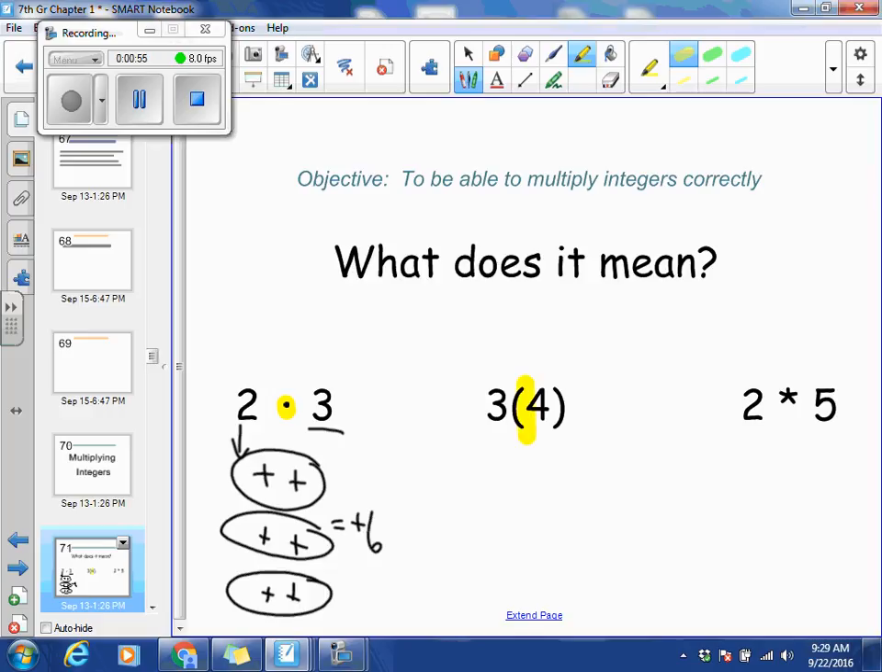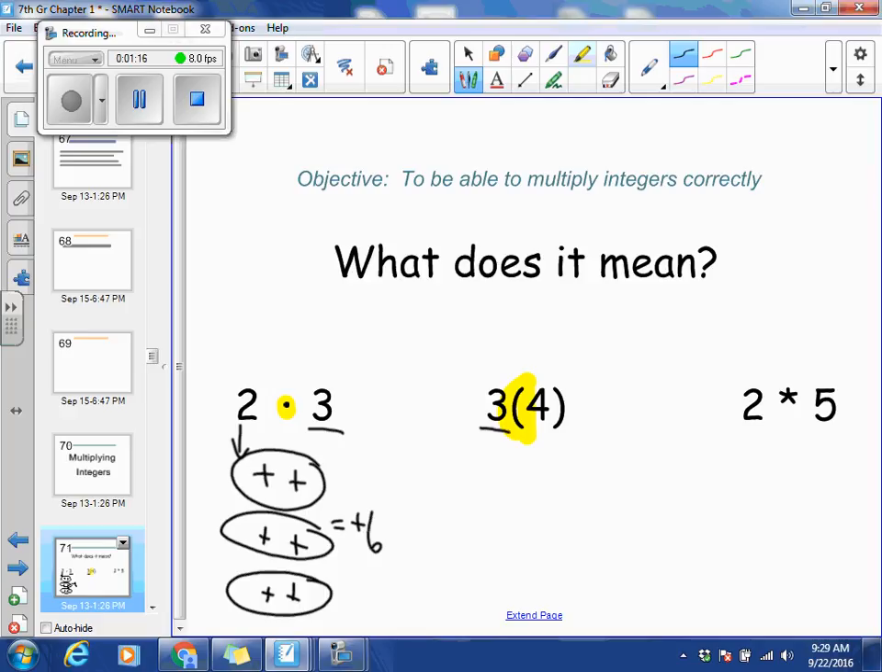All right, when you have a number right next to parentheses like that, and there's nothing between the number and the parentheses, that means multiply. And as you progress through your middle school math and high school math and even math beyond high school, that's probably the most common way you will see multiplication written, as a number right next to parentheses.